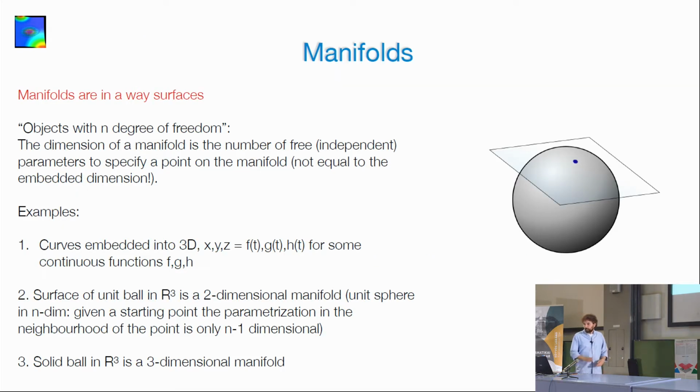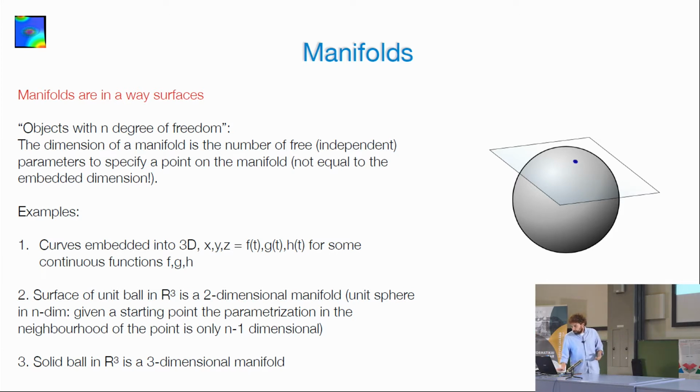So what are the manifolds? And why is it important to understand what they are? Usually the manifolds are really a simple structure. You can see that they are objects with n degrees of freedom. What does it mean? How many parameters do I need to parameterize all the points on the surface? So if it's a solid ball, we need 3 parameters. If just the surface of the ball, we need only 2, right? Because we can map it into an atlas.